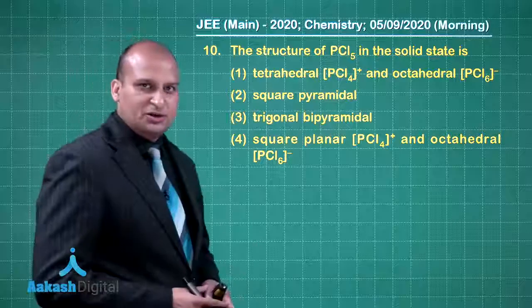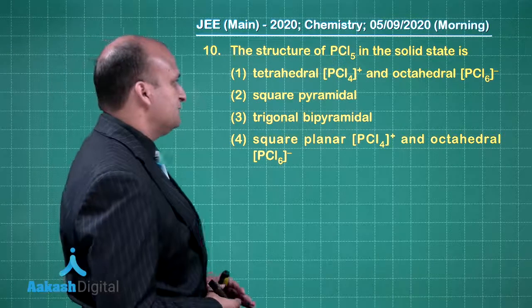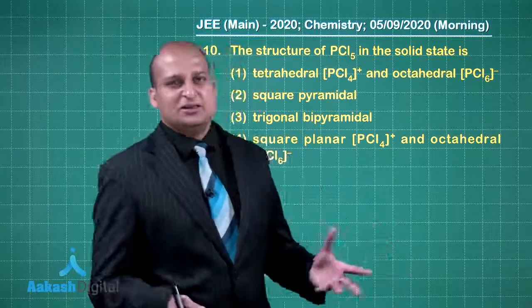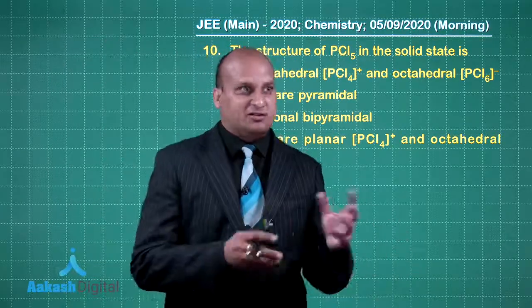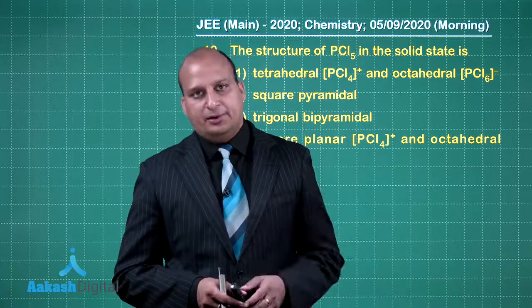Now let us look at question number 10. The structure of PCl5 in solid state is. See, first of all you must be thinking, sir, why these structures are changing in solid and liquid phase. See, PCl5 is trigonal bipyramidal.